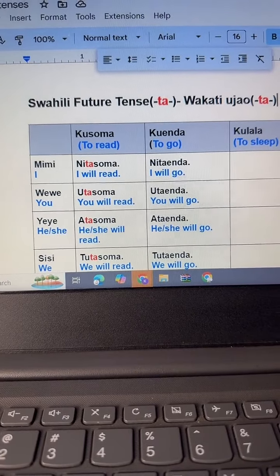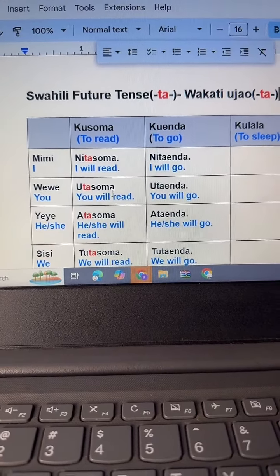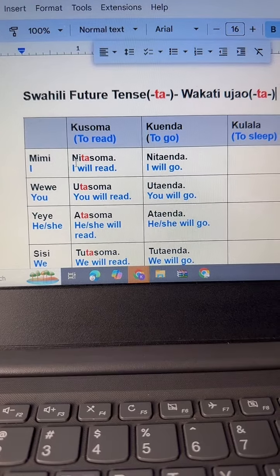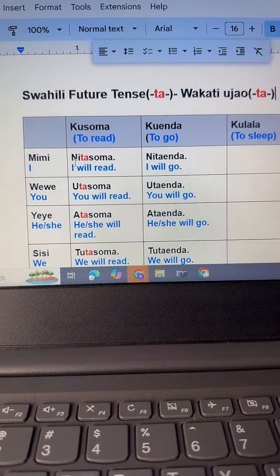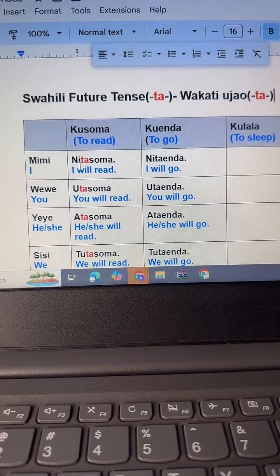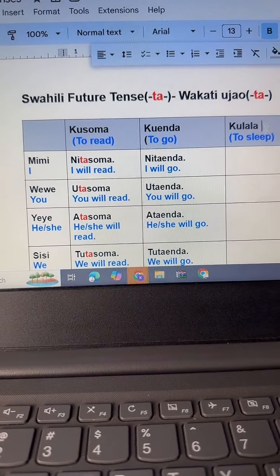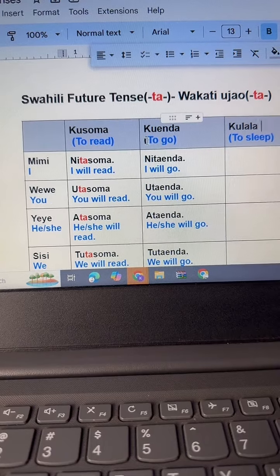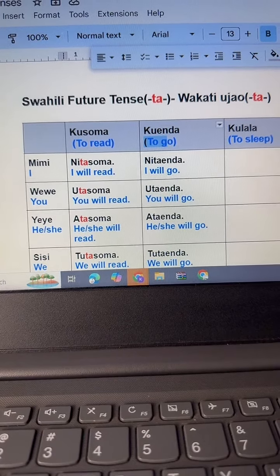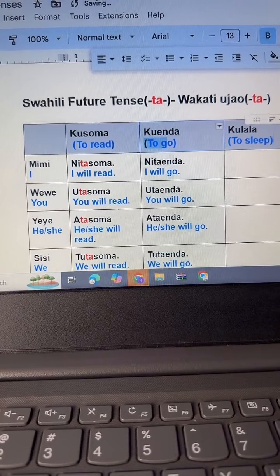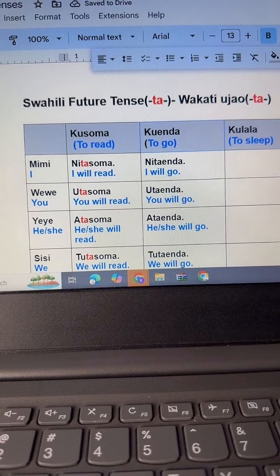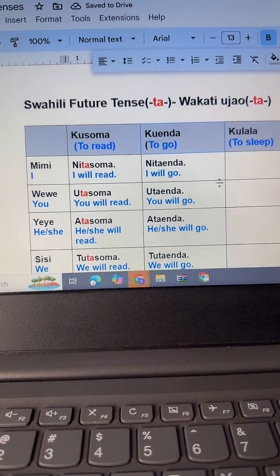So let's get started here. I will read some of the sentences here and I will explain how you can form sentences in the future tense. We have several verbs here: kusoma, kuenda, kulala, kusafiri. Kusoma is to read, kuenda is to go, kulala is to sleep, kusafiri is to travel.